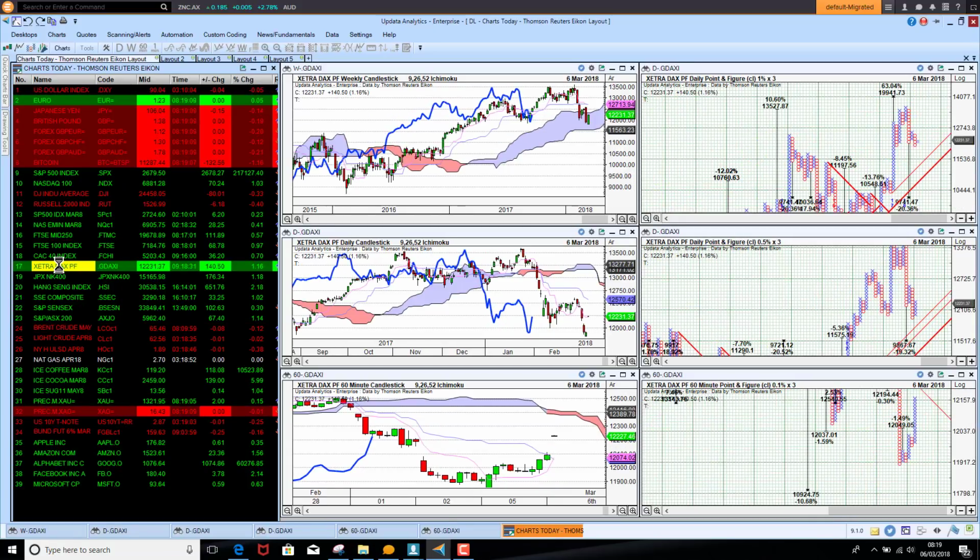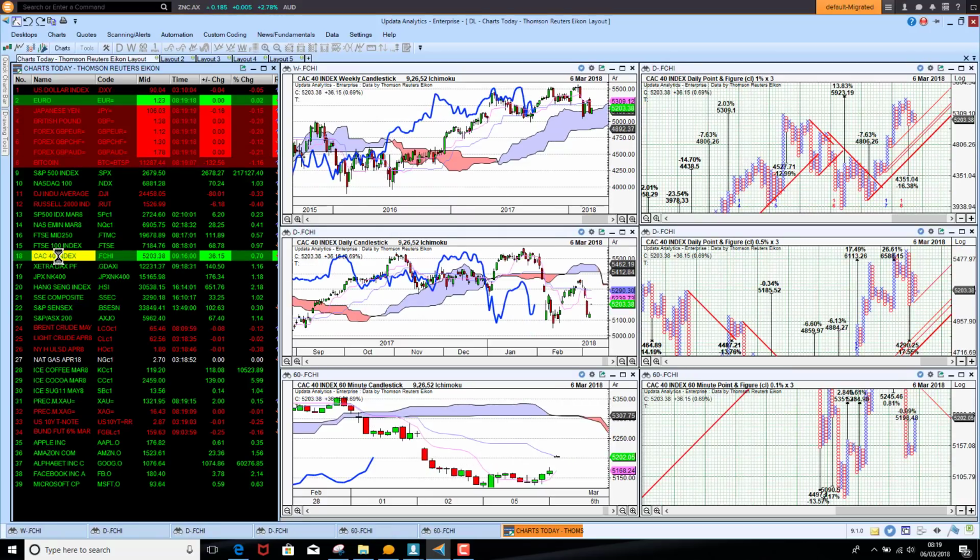The DAX also has looked dire of late, but it's up 1.16% this morning, so that's looking stronger. And the CAC also looking stronger. But these markets are still bearish, medium and short term, below the cloud.